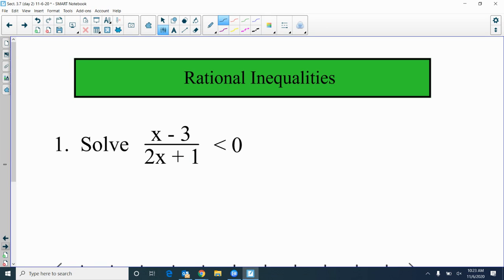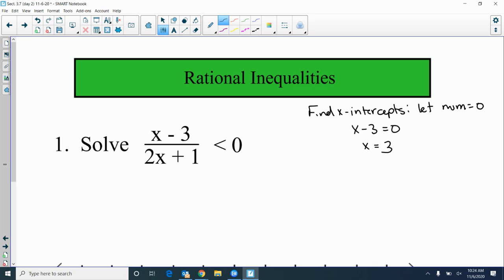Okay? So we got to find the x-intercepts. That's where it equals 0, and that's basically you let the numerator equal 0. So that's just x minus 3 equals 0. X equals 3. So to the left of 3 and to the right of 3, it's got to be above or below the x-axis.